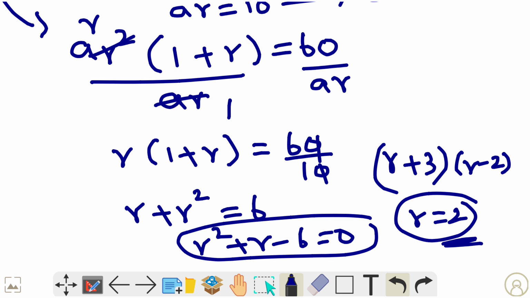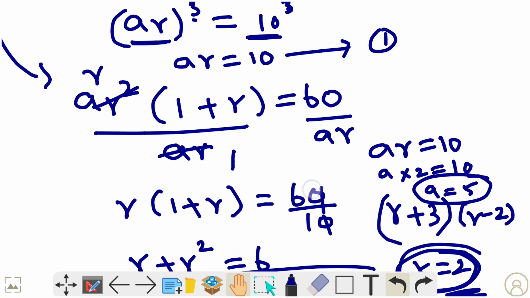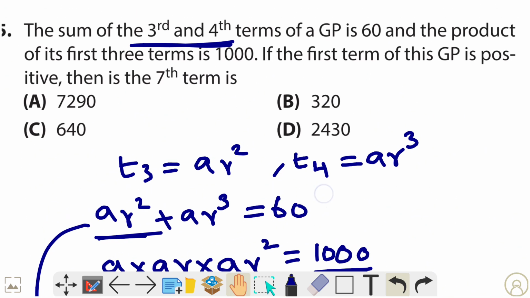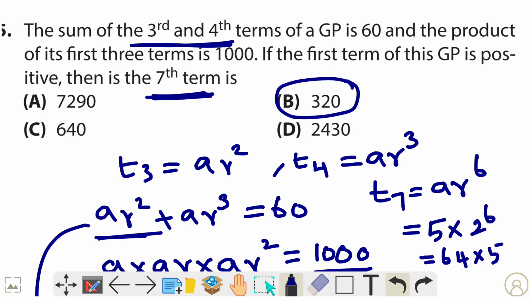So r equal to 2, and we have the result ar equal to 10. So a into 2 is equal to 10, a equal to 5. So a equal to 5, r equal to 2. We need to find the 7th term of the geometric progression. So T7 is equal to a into r power 6, that is 5 into 2 power 6. 2 power 6 is 64, and 64 into 5 is 320. So 320 is the correct answer for this question. The 7th term of the geometric progression is 320.